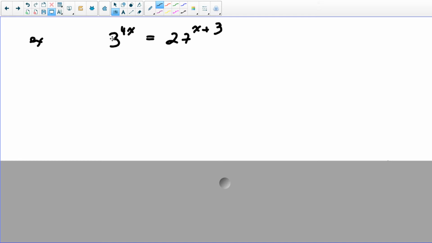Well, we've already got pretty much our lowest base on this side. So we've got to change our 27 into a base of 3. So this side stays the same. If I change this to a base of 3, as we've seen before, that becomes 3 to the power of 3. Okay, so 27 has been replaced by 3 to the power of 3. And the power hasn't changed on the outside yet.